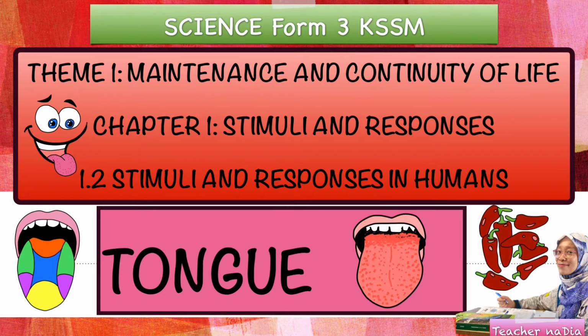Before this, we have learned about the stimuli and responses in humans, and we have discussed the three sensory organs, which are the eyes, ear, and also nose. So for today, we're going to proceed with the fourth sensory organ for humans, which is the tongue. Alright, so let's discuss.